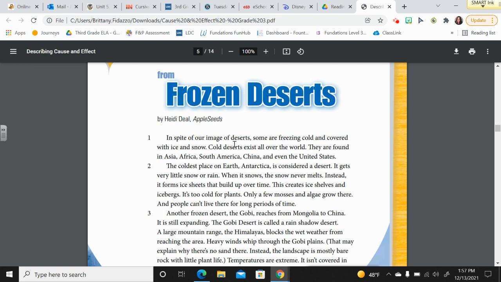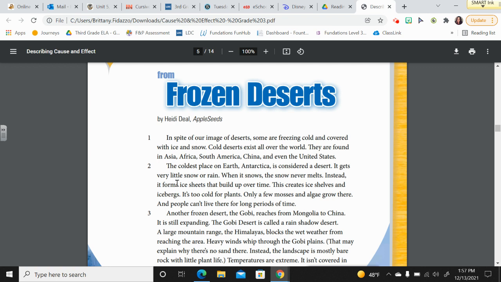In spite of our image of deserts, some are freezing cold and covered with ice and snow. Cold deserts exist all over the world. They are found in Asia, Africa, South America, China, and even the United States. The coldest place on Earth, Antarctica, is considered a desert.